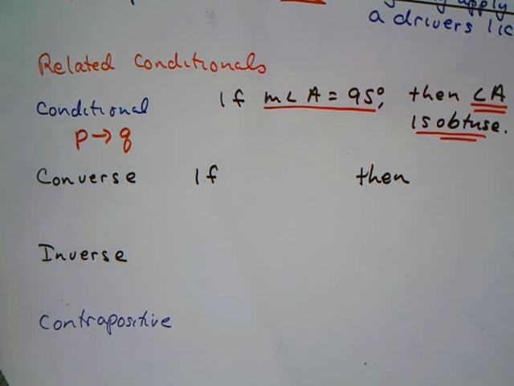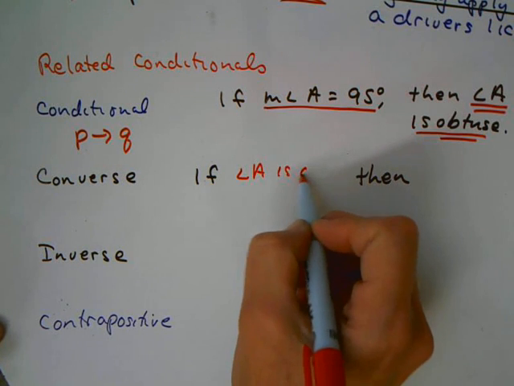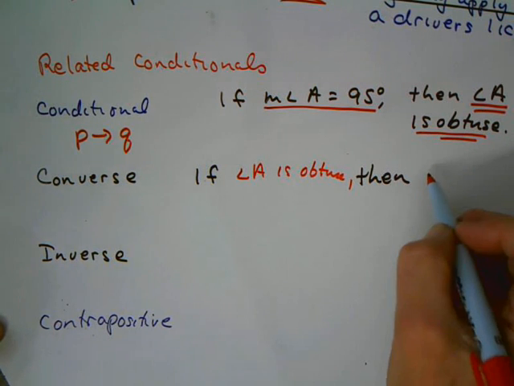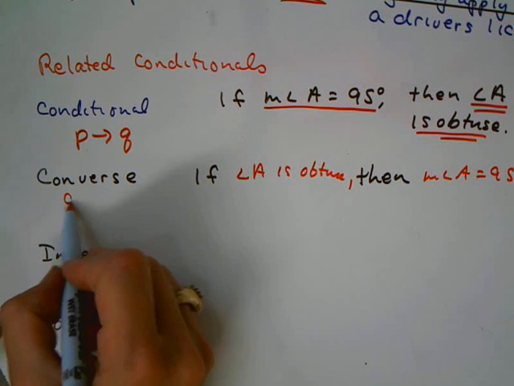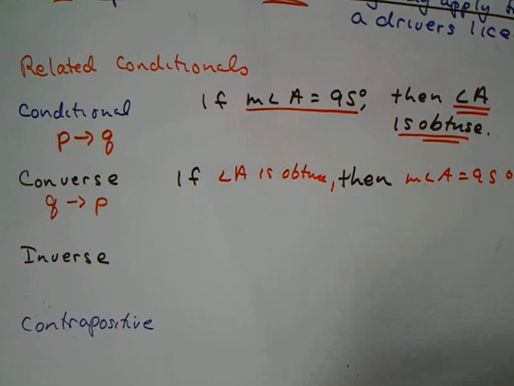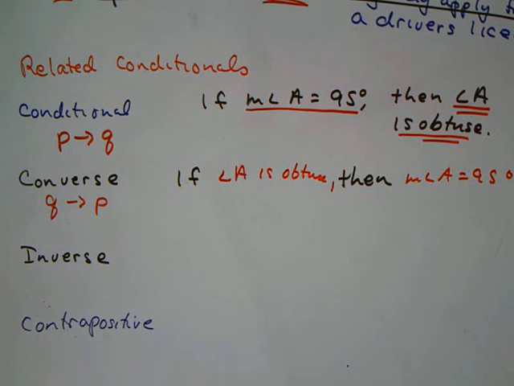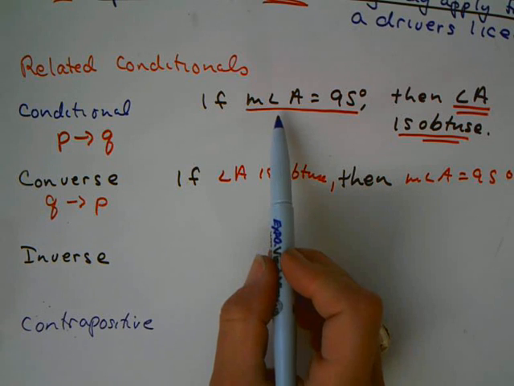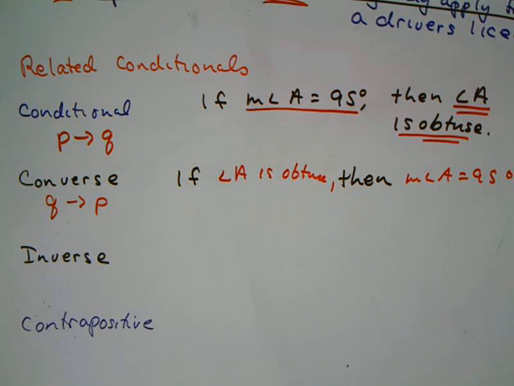And what we have there is P, the hypothesis, implies Q, the conclusion. Now, nobody says it has to be in that order. Let's see what happens here. I could turn it around. That would be the converse. So what I'd do then is I'd still have if, and I'd still have then. But now what I'm going to do is write angle A is obtuse. So if angle A is obtuse, then the measure of angle A equals 95 degrees. So I turned it around. I said Q implies P here.